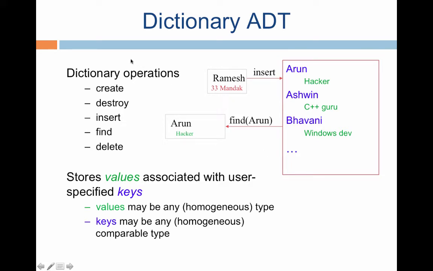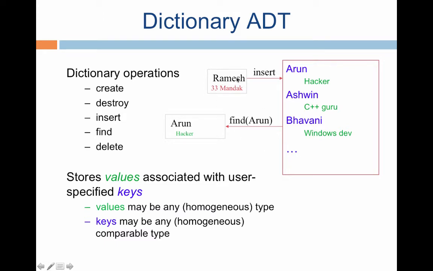Now, the typical dictionary operations in the abstract data type are that you want to create a dictionary, you want to destroy a dictionary, and you want to insert a key into the dictionary, you want to find a key if it is present in a dictionary and you want to delete a key from the dictionary. These are captured by this pictorial representation.